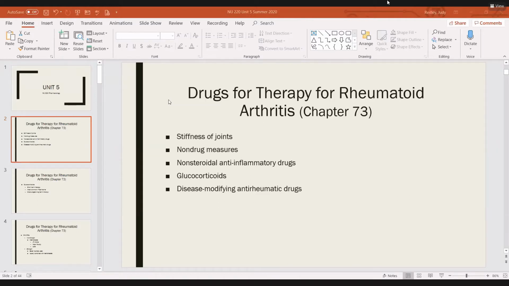Please make sure that you turn in your drug cards and that you do your case study. The case study is going to help reiterate some of the information that is needed to be successful on your final, along with understanding the information that is in Unit 5.